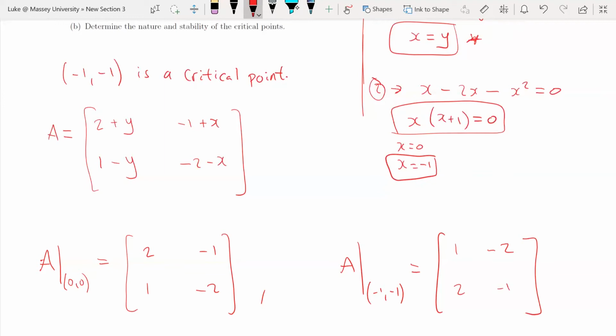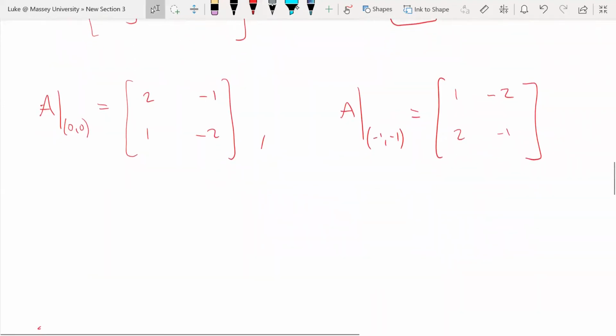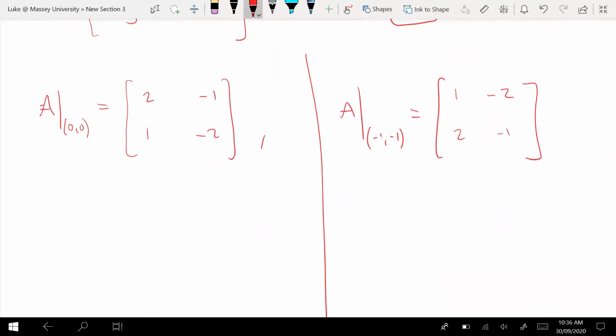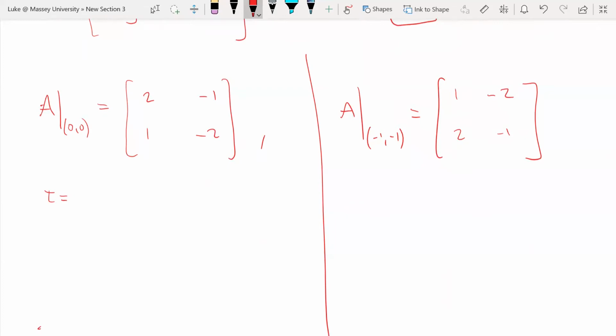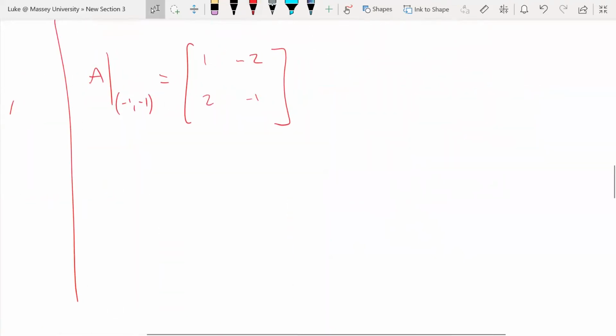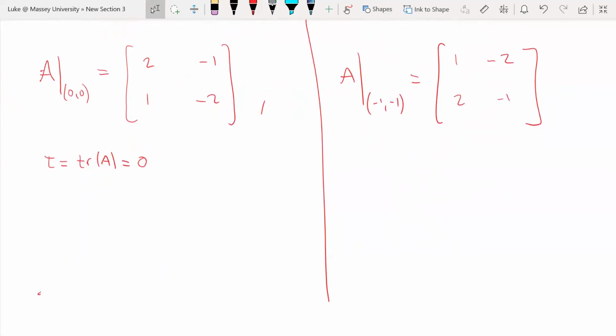Okay, great. So now what we need to do for both of these matrices, representing the Jacobian evaluated at the two critical points, is find the eigenvalues of these. So for the critical point 0, 0 on the left here, I'm going to write tau, my trace, is just equal to 2 plus -2, which is 0, in fact. So, well, let's calculate the determinant of A.